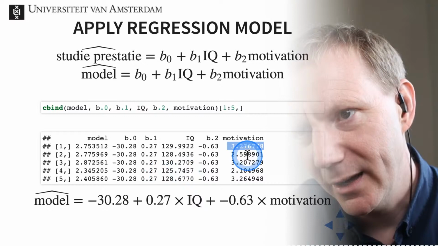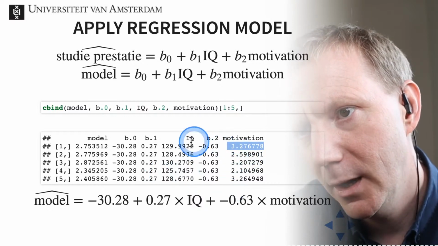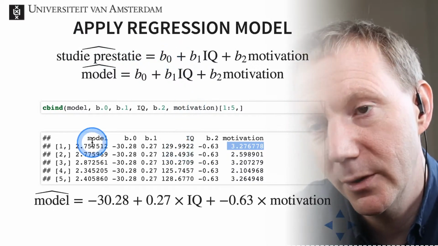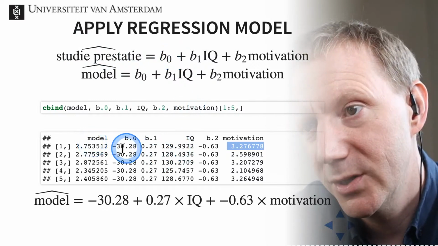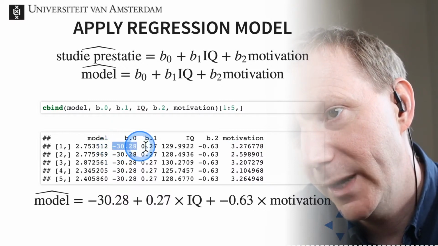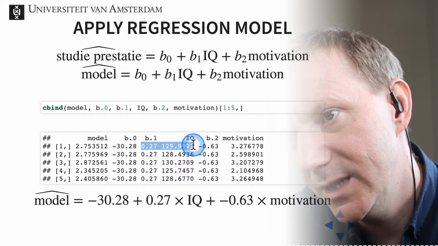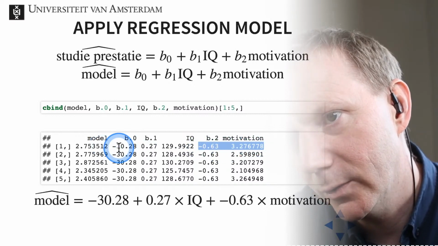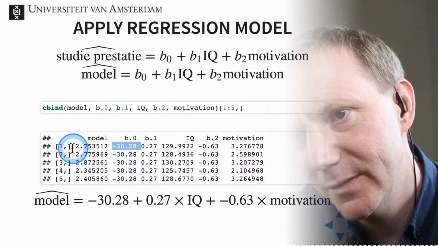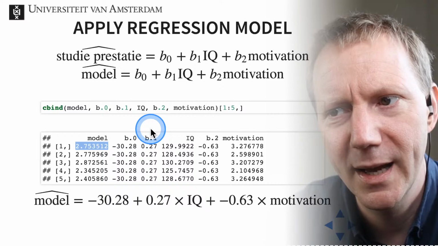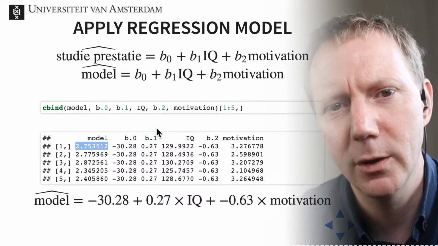This means that we can calculate what the expected study outcome is for each and every individual. So we're just plugging in these numbers. We add the multiplication of these two, and we add the multiplication of these two, the last one, and of course we add the intercept, and that gives us an expected study outcome value. And that is how you apply such a regression model.